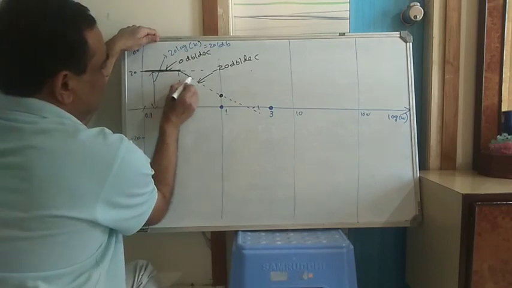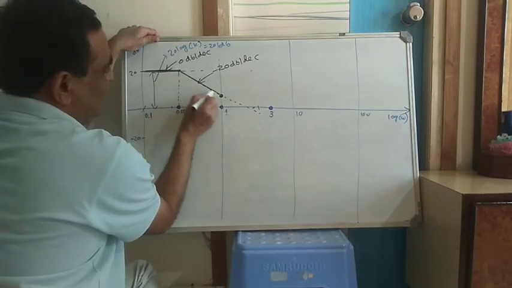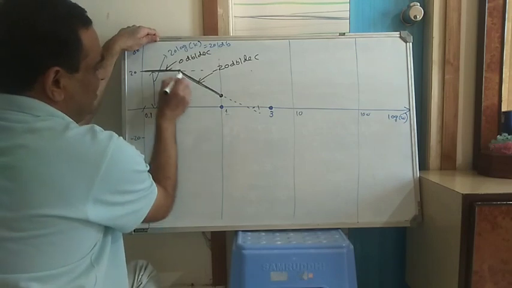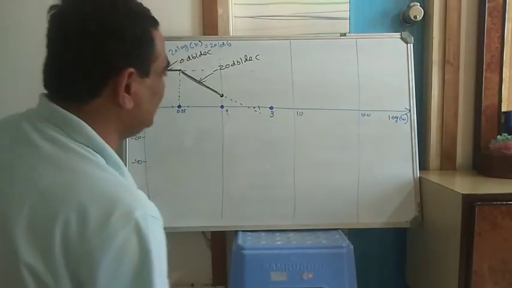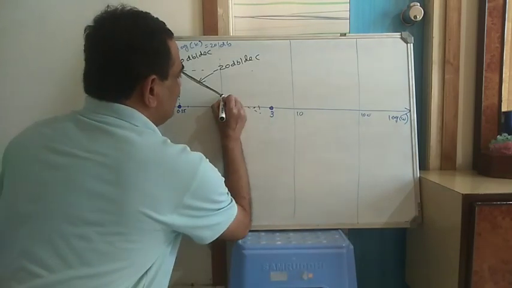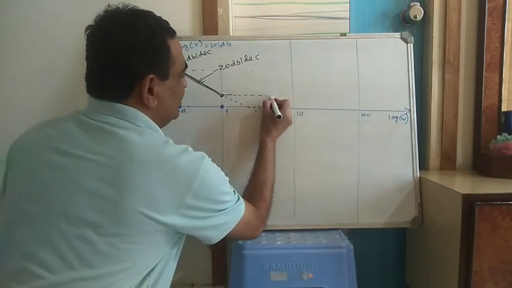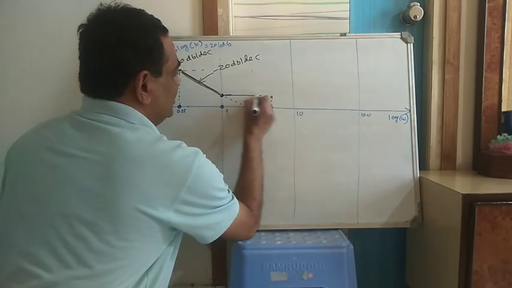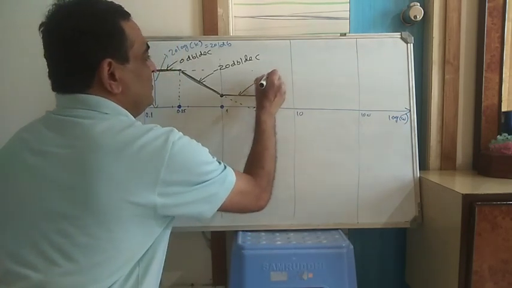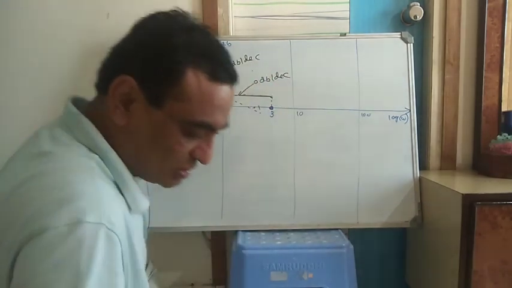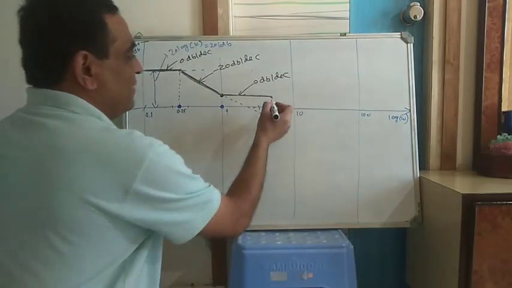So now I will join this. This line is having the slope of minus 20 dB per decade. Then it will have a slope of 0 dB till the next corner frequency. So 0 dB is just a parallel line till this. So this is the line, okay. The slope is 0 dB per decade. Then the slope is minus 40 dB per decade after this.